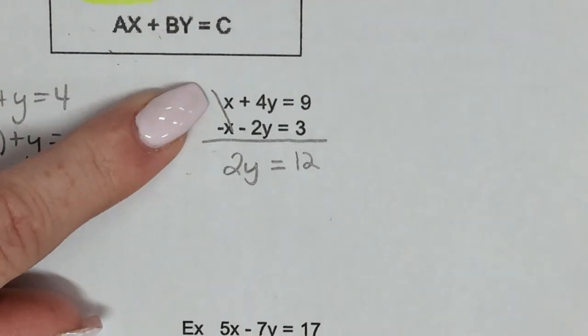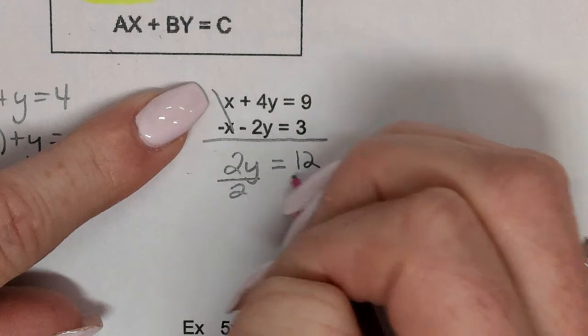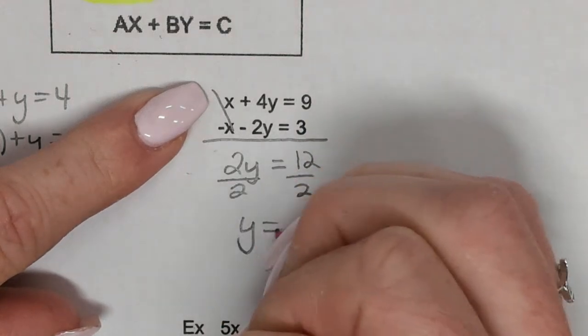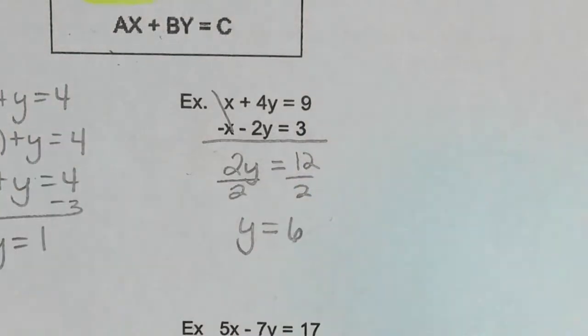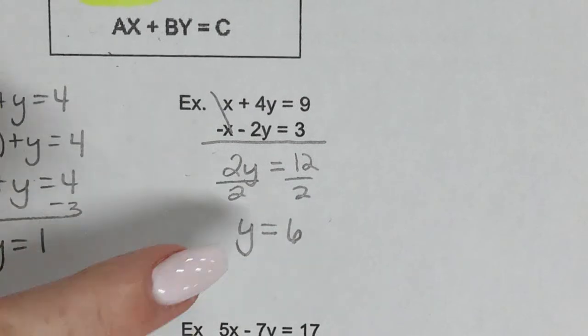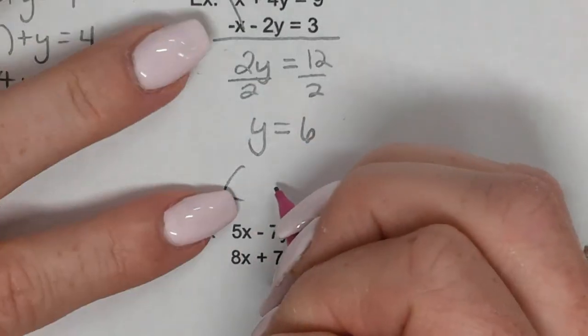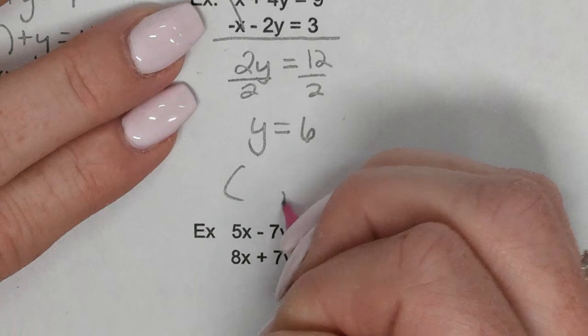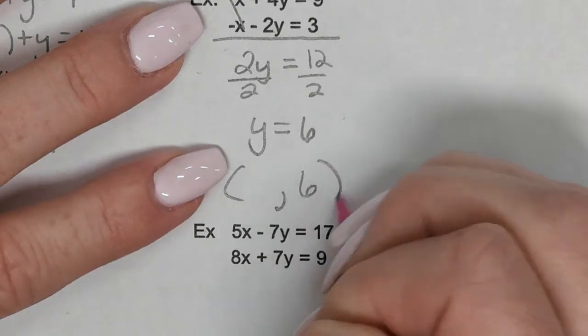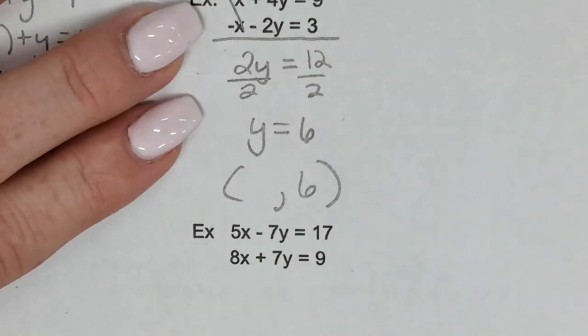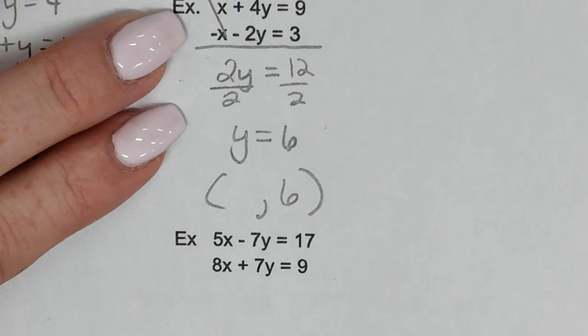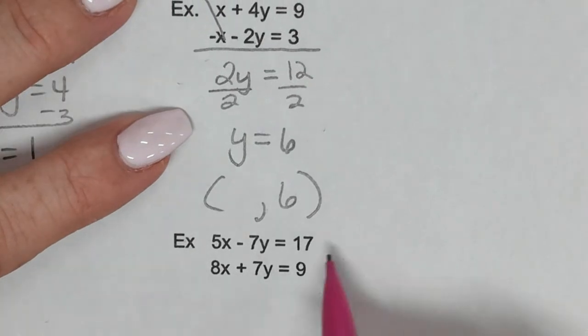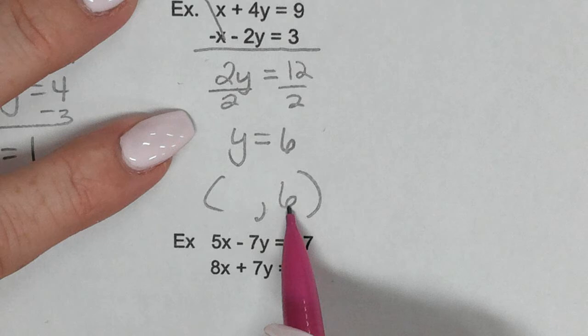How am I going to get rid of the 2? Divide by 2. So what is the value of y? So in my coordinate, it's going to be whatever I get for x, comma, 6. Does everybody agree? But now I have to solve for x when y is 6.